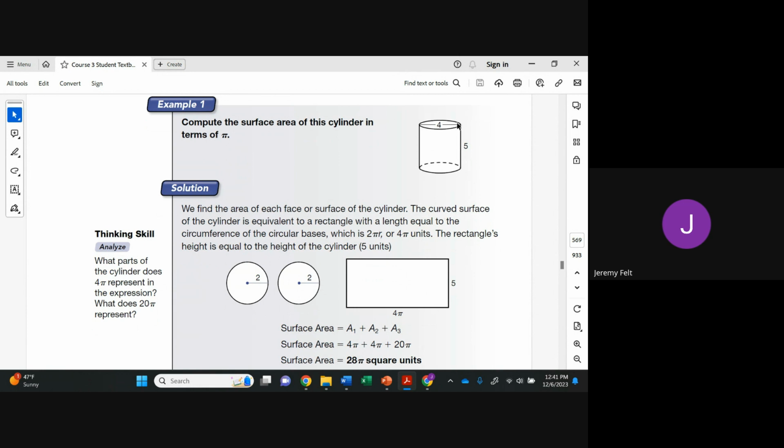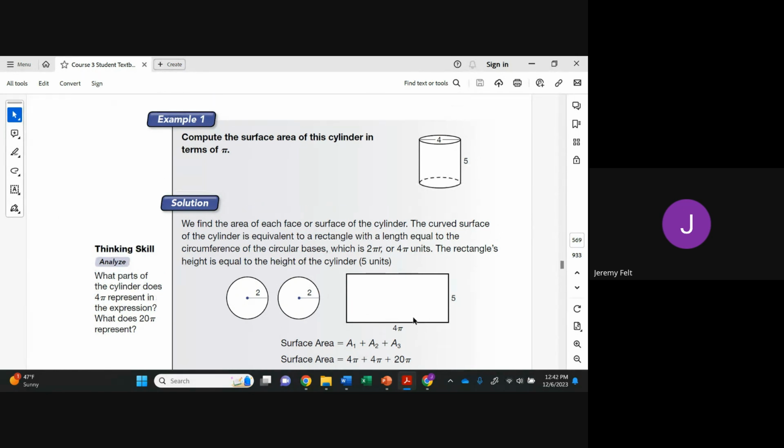Well, why do we need to know circumference? Because we need to know, if we were to unroll the soup can, what would be this distance from here to here? Well, that would be the distance around our circle. And we lay it out flat, it's going to form a rectangle, so that's why this is 4 times pi. Because pi times our diameter is 4 pi. And so that's just this distance right here.